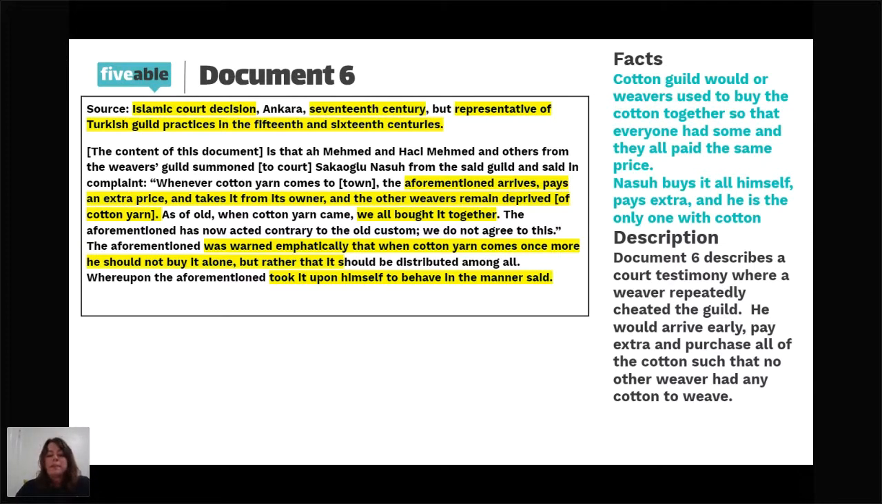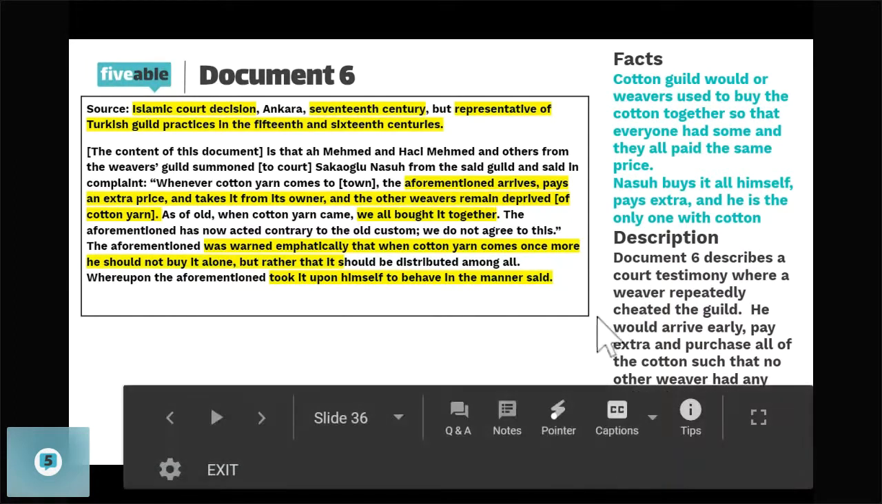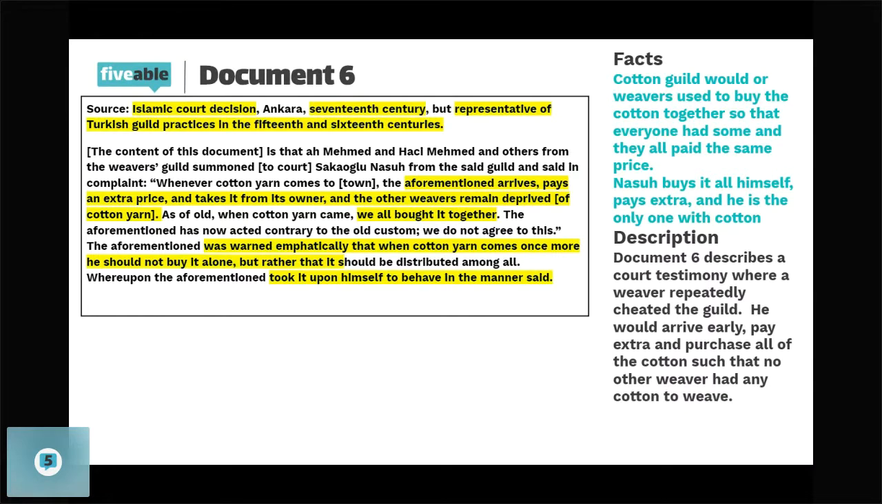Okay, so what kind of facts can I pull out of this? Cotton Guild of Weavers used to buy the cotton together so that everyone had some and they all paid the same price. Now, Nasu buys it all himself, pays extra, and he is the only one with the cotton. All right, so he's hogging the cotton, so this is not good. So my description, I put: document 6 describes a court testimony where a weaver repeatedly cheated the guild. He would arrive early, pay extra, and purchase all of the cotton such that no other weaver had any cotton to weave. Okay, so that makes sense.